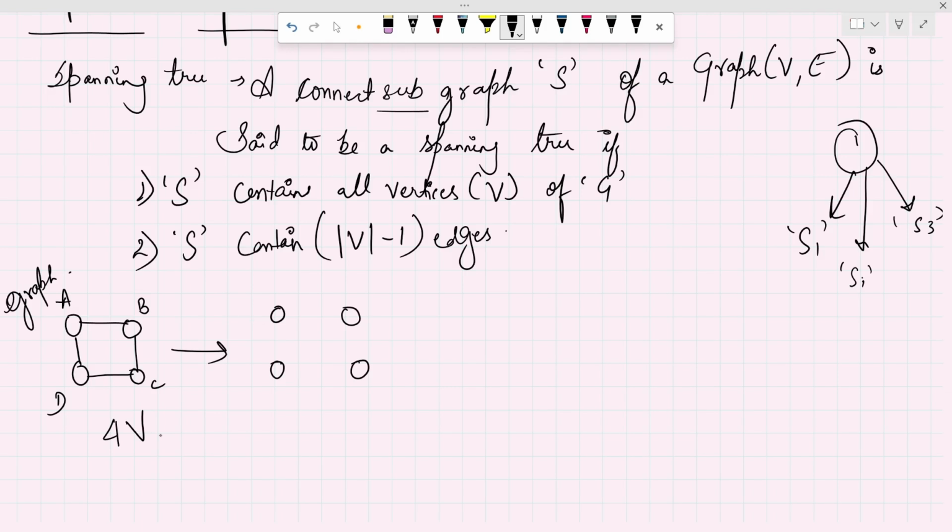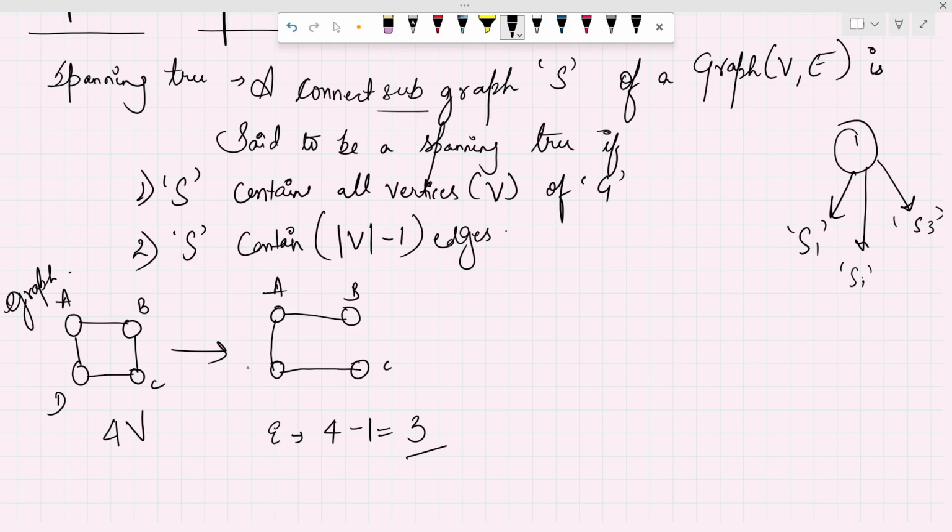How many vertices are there? In the graph we have four vertices, so how many edges should be in a spanning tree? The value of V is 4, so 4 minus 1 is equal to 3. This means we have 3 edges to connect these 4 vertices. Now how can we do that? Let's connect them. Now every vertex is connected with each other.